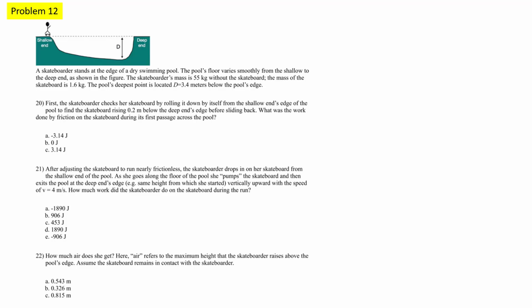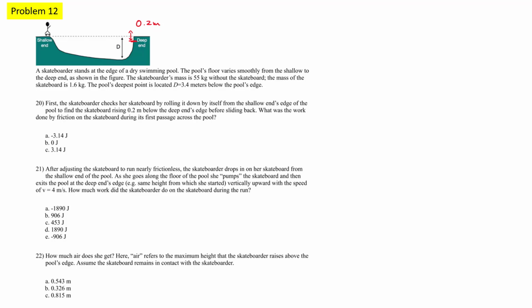Question 20 says, first, the skateboarder checks her skateboard by rolling it down by itself from below the shallow end's edge of the pool to find that the skateboard rises 0.2 meters below the deep end's edge before sliding back. All right, what was the work done by friction on the skateboard during the first passage of the pool? So it means that it gets right at about this point here, and it leaves 0.2 meters below that top edge right here.